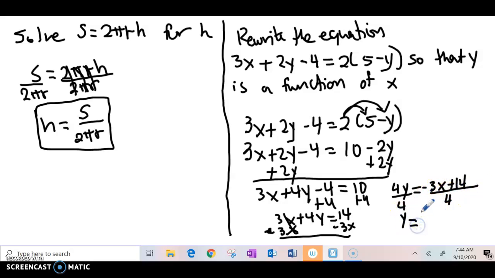If I clean that up, negative 3 over 4, I can leave it like that. Negative 3/4, which is really negative 0.75, same thing. A positive over positive is positive. And 14 over 4, I can really reduce it by 2 to have it in lowest terms. And I'm going to box this because it's my answer. I got y by itself. This is what we call y equals mx plus b.